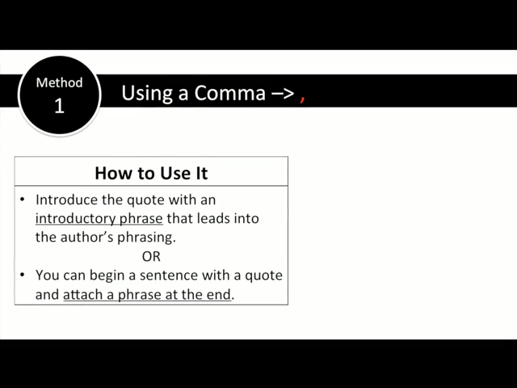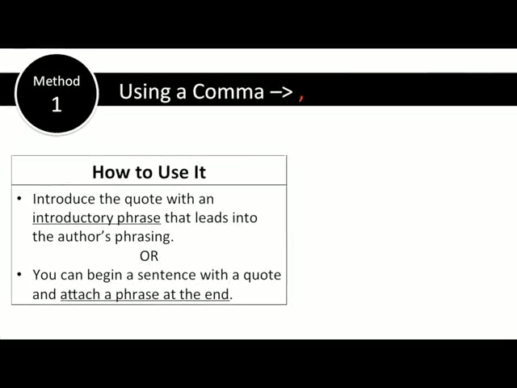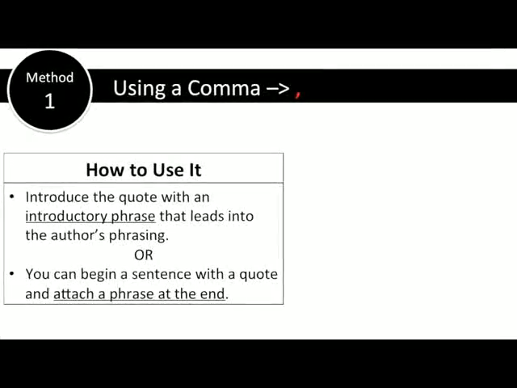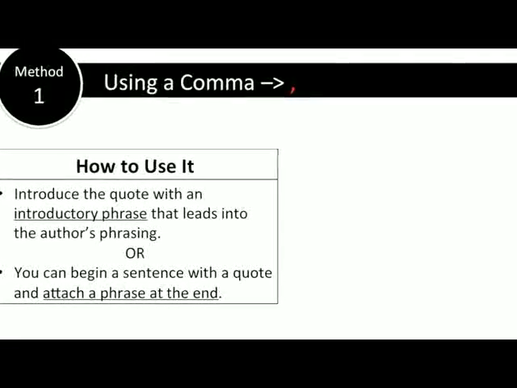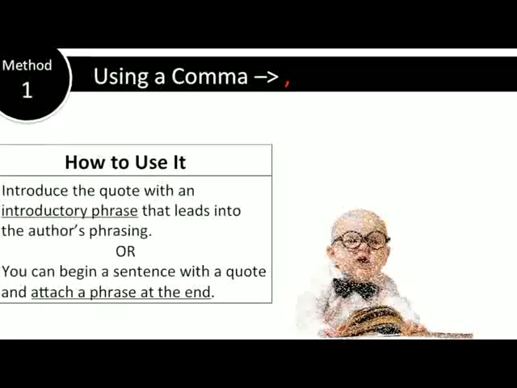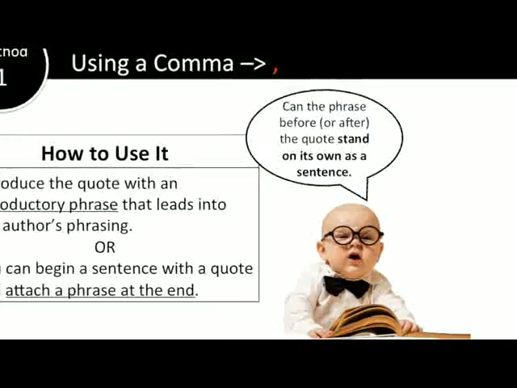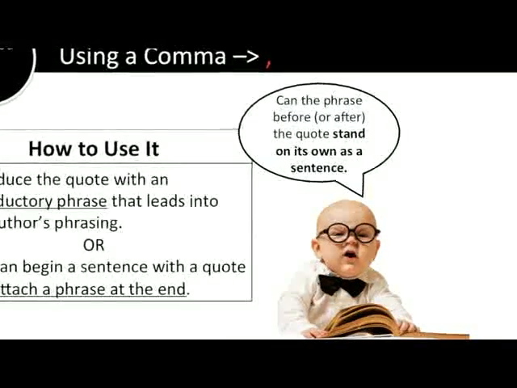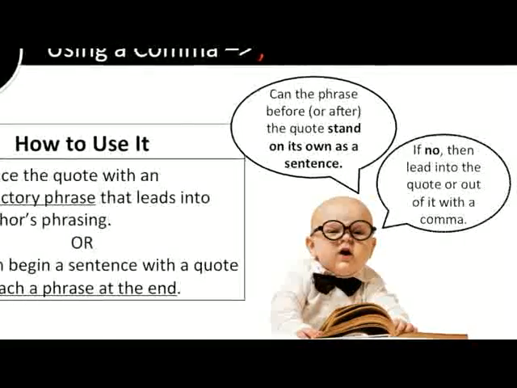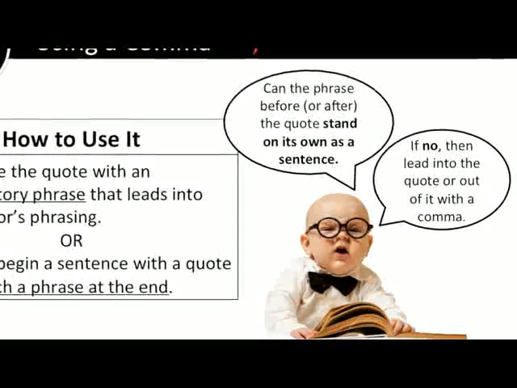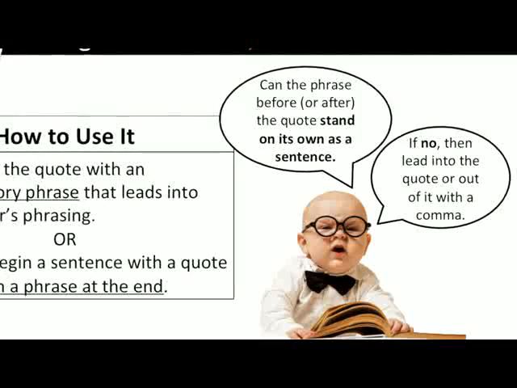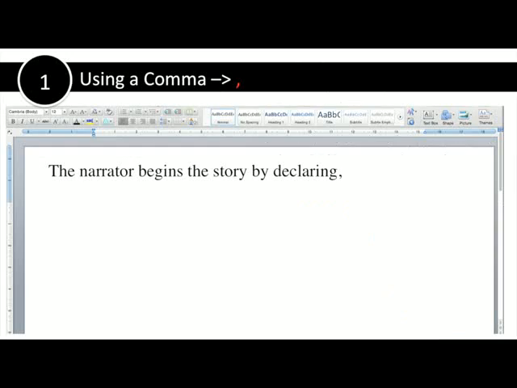The first method is using a comma to bring quotes from other sources into your essay. This technique is similar to writing a piece of dialogue in a story. To see if this method works in your essay, ask yourself these questions. Can the phrase you've written before the quote stand on its own as a sentence? If the answer is no, you should use a comma after your introductory phrase and before the quote to connect these pieces of information. For example, set up your quote the same way you'd write dialogue in a narrative.